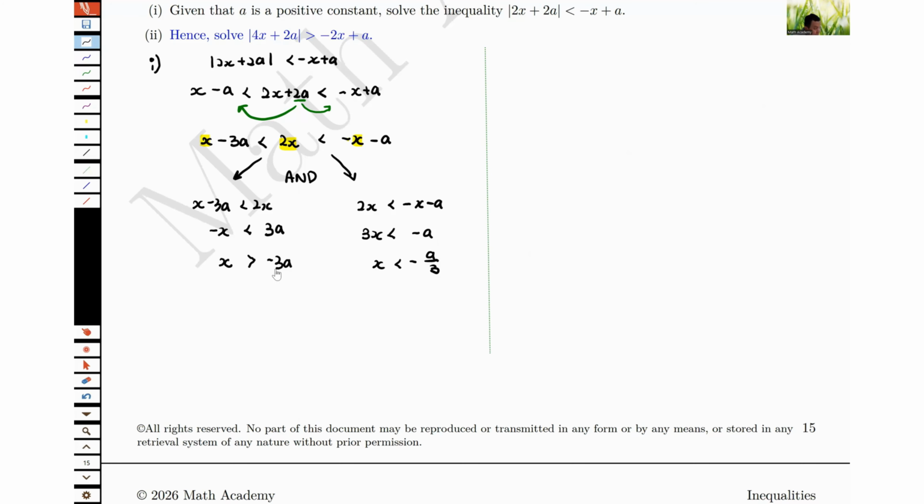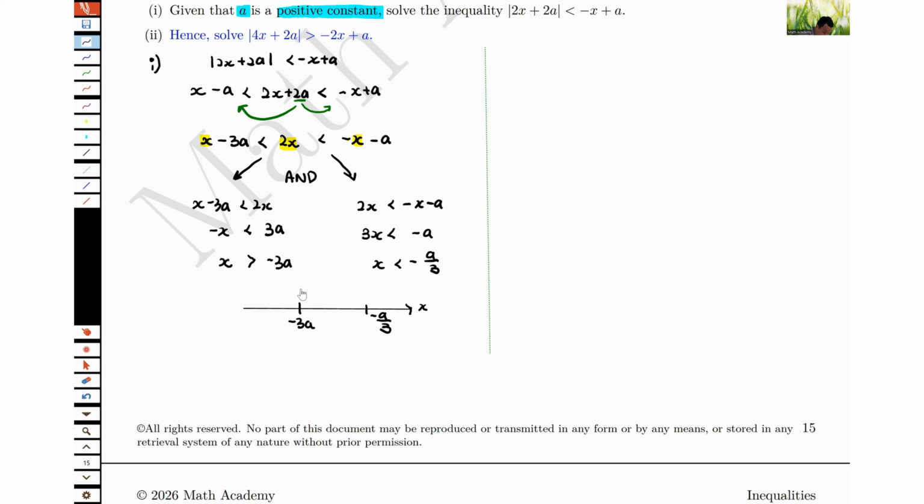Okay, you want to intersect both solutions. In case you cannot see it, let me just draw in a number line for you. I want to position the values of negative 3a and negative a over 3. Okay, firstly, a is an unknown. I know that negative 3a is smaller only because they mentioned that a is a positive value. If a is positive, negative 3a will be a smaller number compared to negative a over 3. Okay, only because a is positive. So negative 3a is smaller.